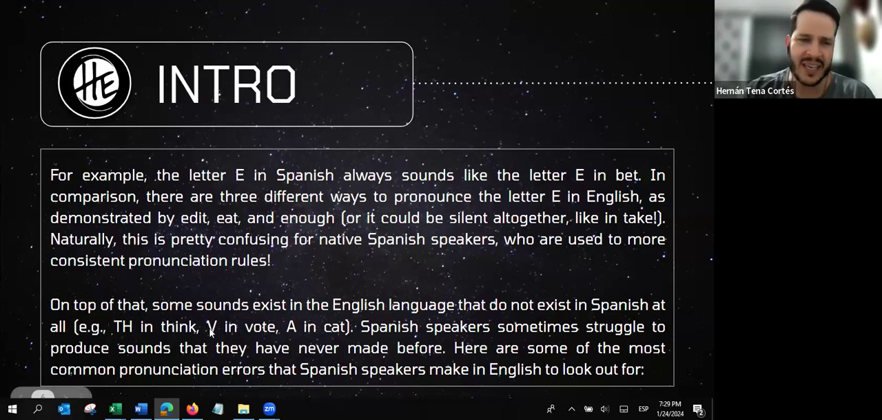What I also see in Spanish is that the V, very few people in Spanish say V. They don't say, voy a hablar con Víctor. No, they say, voy a hablar con Bíctor. They say it like the letter B. And the letter A in the word cat is not a sound that we produce in Spanish.